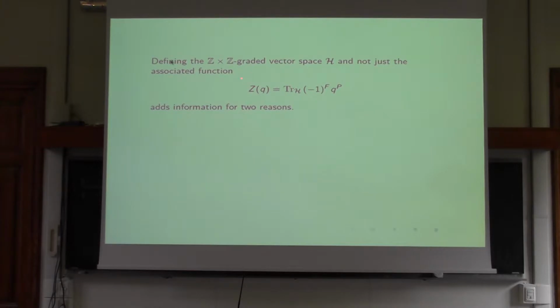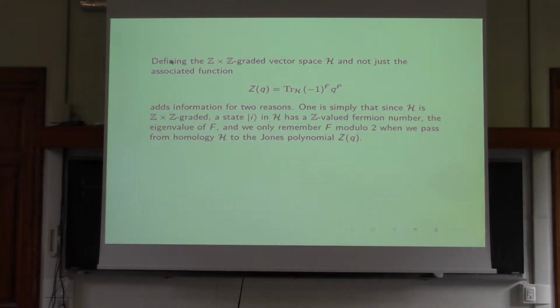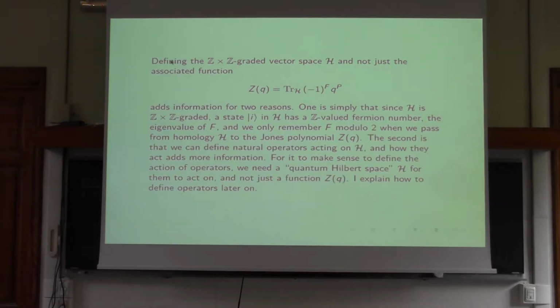Now, defining the Z times Z graded vector space H, and not just the corresponding function, adds information for two reasons. One is simply that since H is Z times Z graded, a state in H has a Z valued fermion number, the eigenvalue of F. But we only remember F modulo 2 when we pass from the homology to the Jones polynomial. The second reason is that we can define natural operators acting on H, and how they act adds more information.